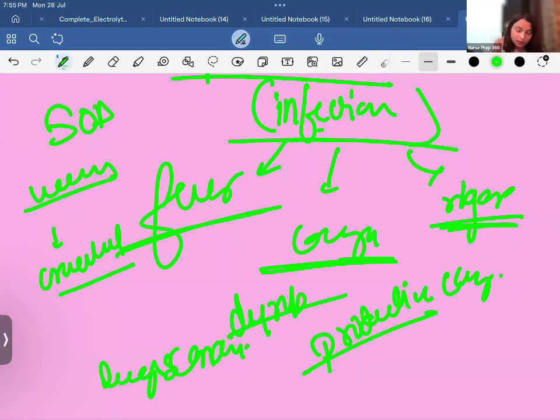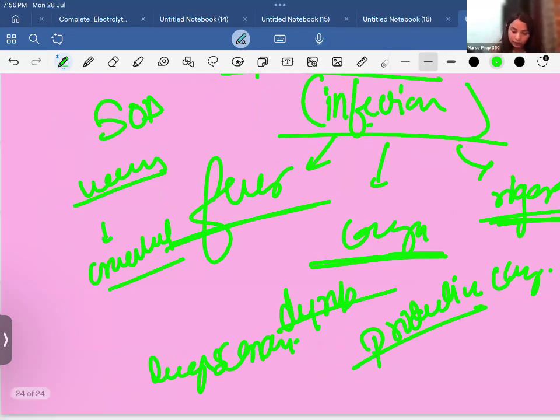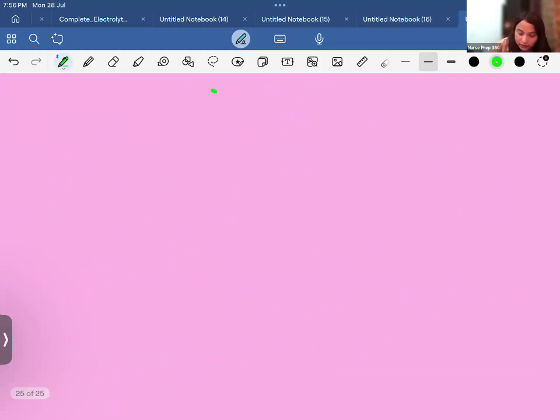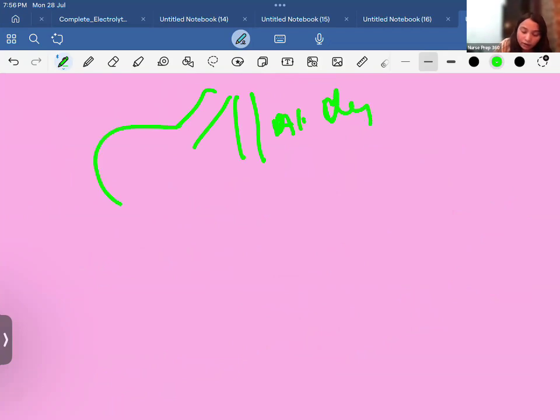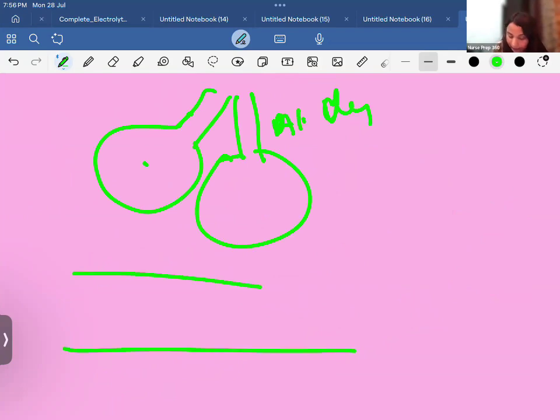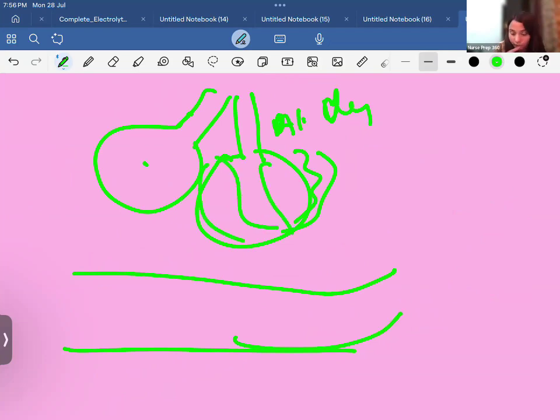Now I want to explain one thing. Imagine this is my alveoli, this is my alveolar duct, and the alveolar duct terminates into alveoli, and this is my capillary, which is all around the alveoli. So what is happening?